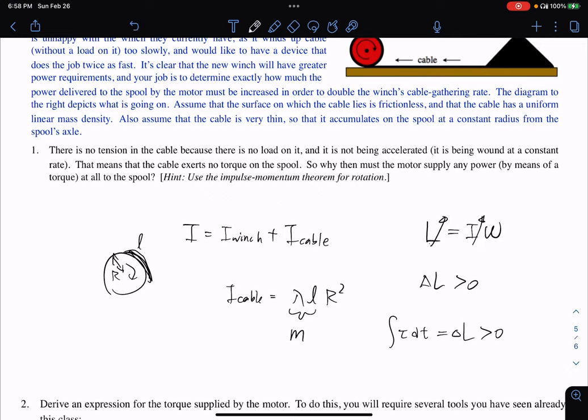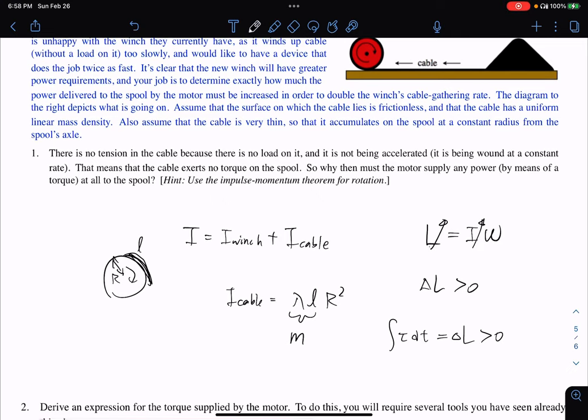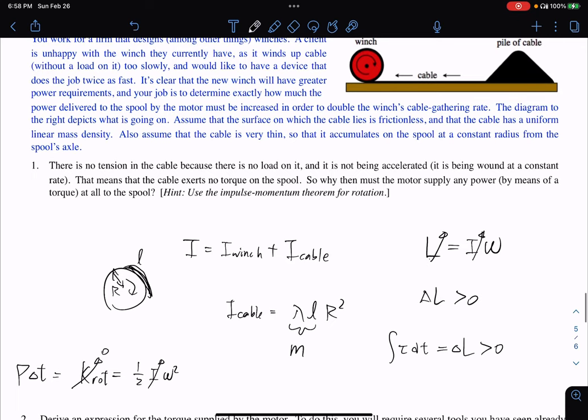Or in the other way, we can use the fact that because the rotational kinetic energy is 1/2 I omega squared, and because the moment of inertia is increasing for this winch cable system, the rotational kinetic energy must increase, and that came from the power supplied by the motor. So in either case, we can both tell that this motor needs to supply some power to increase the amount of winch rotating with the amount of cable rotating with the winch.